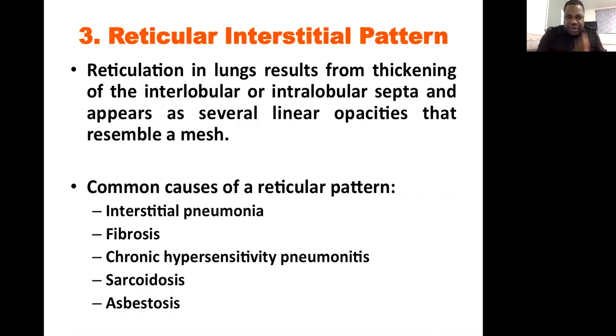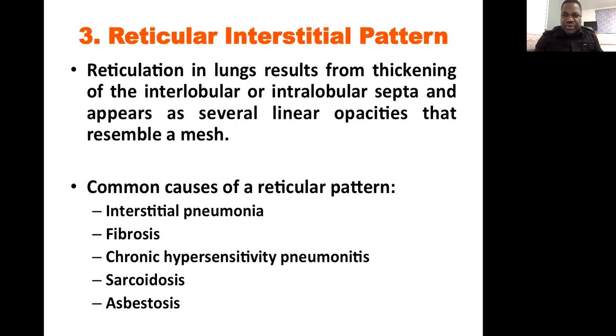Then the third commonest pattern in a patient with COVID-19 pneumonia is what we call reticulation, or a reticular interstitial pattern, that we can see in the lung. Reticulation in the lung results from thickening of the interlobular or intralobular septa and appears as several linear opacities that come together to form what we call a mesh.